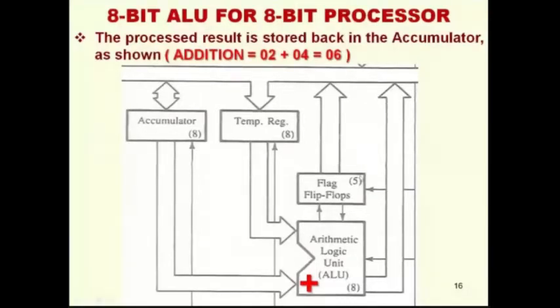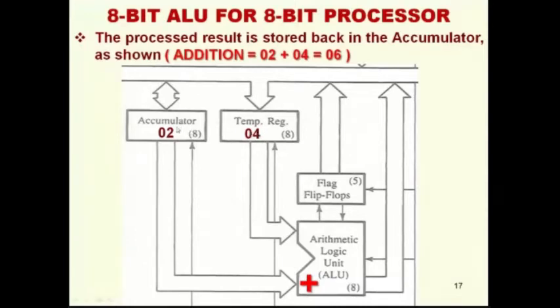Let us assume that we are performing addition. One of the data is 2, another data is 4, which have to be added, and the sum is 6. If you want to add two numbers, one data has to be stored in the accumulator and another data has to be stored in the temporary register. Say for example, the 2 is in the accumulator and the 4 is in the temporary register.